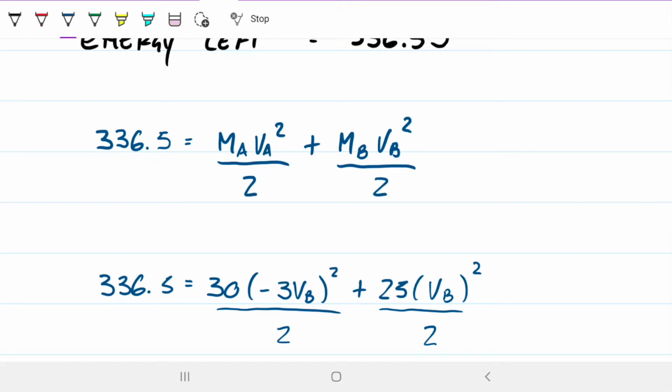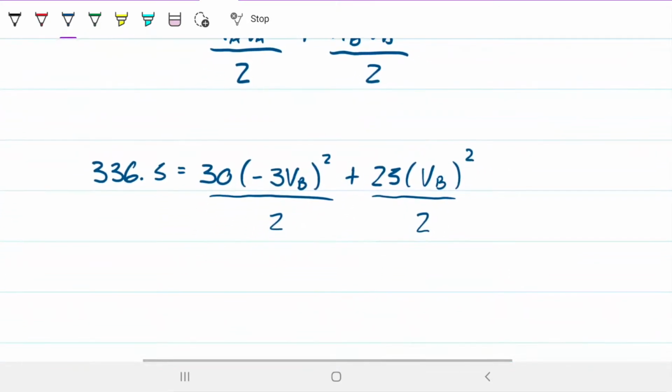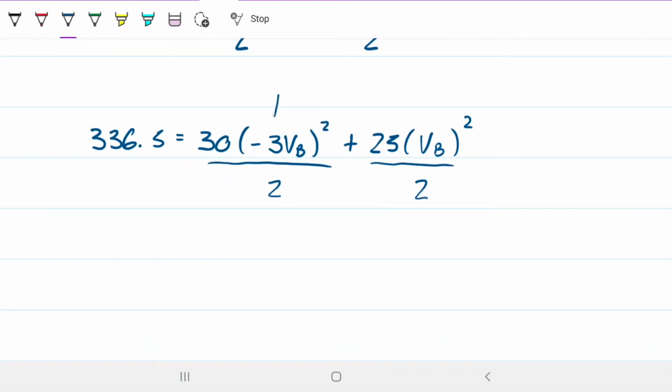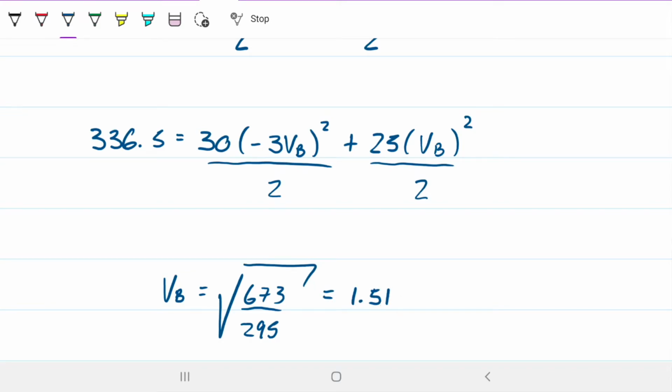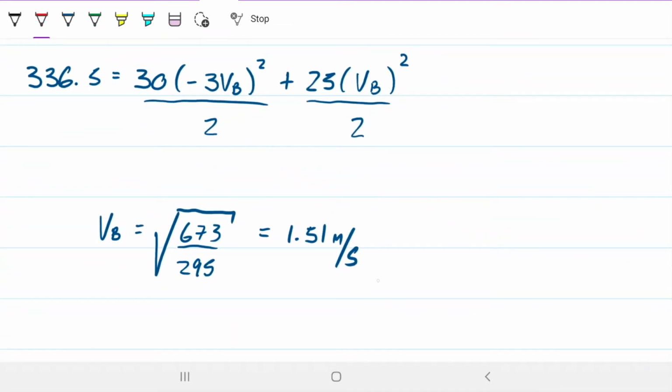Okay, so all I need to do is multiply by 2 over there and then solve for VB, which is my unknown. So that's 673. Then I'm going to have 9 multiplying 30. It's 270. 270 plus the 25, 295. So VB is just going to be the square root of 673 divided by 295. And that is 1.51 meters per second. Cool. So that is the velocity of V. So that is the answer for 1. Okay.